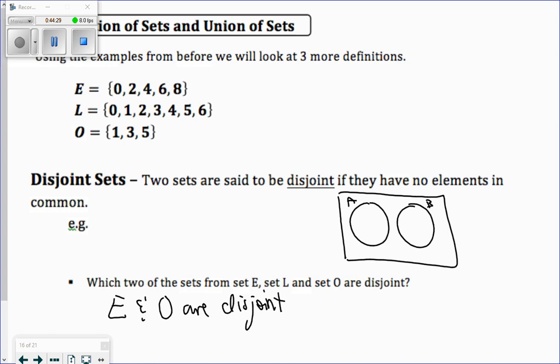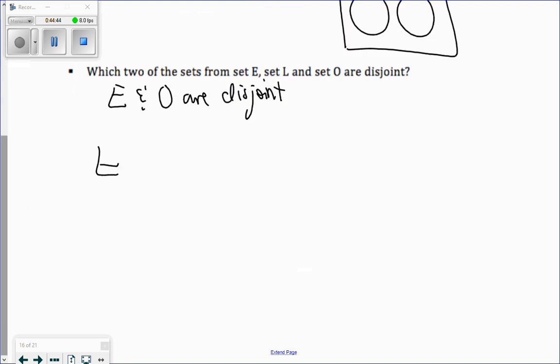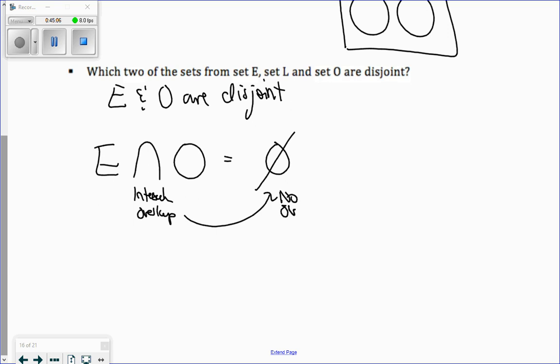A disjoint doesn't happen very often because we like to focus on the overlap versus everything, and if there's no overlap, it makes the question too easy. Another way you can write this is E and O. In other words, the intersection of E and O is empty. They'll use the empty set symbol to show that there's no overlap. Intersection means overlap, so this means there is no overlap.